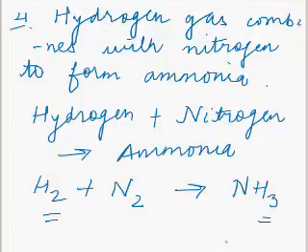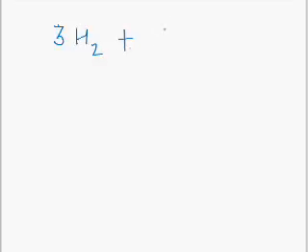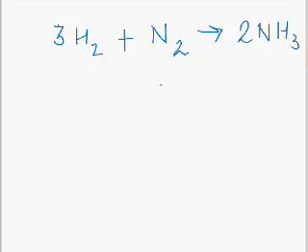So our equation will become thrice H2 plus N2. It will give twice NH3. Now this equation contains an equal number of hydrogen atoms and nitrogen atoms on both sides. So this is a balanced chemical equation.